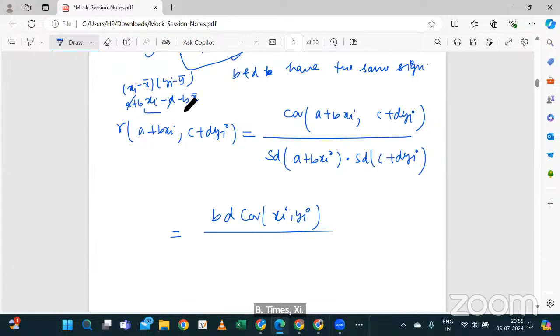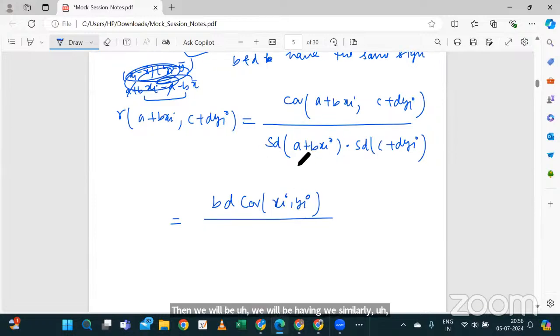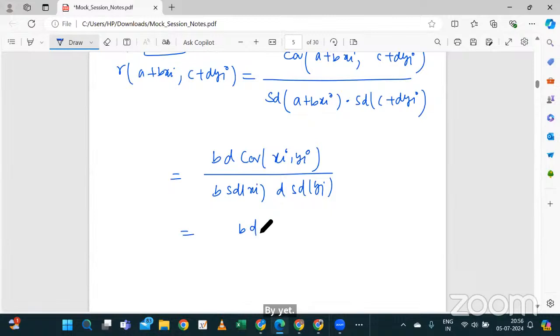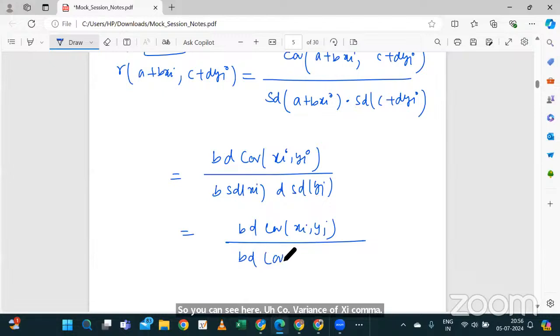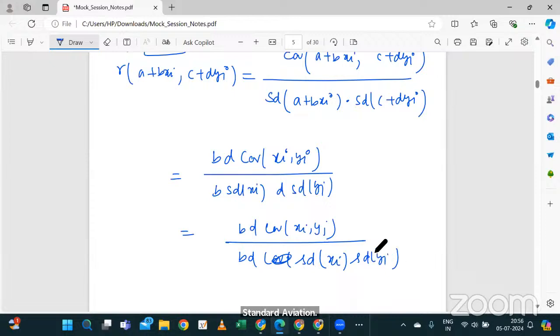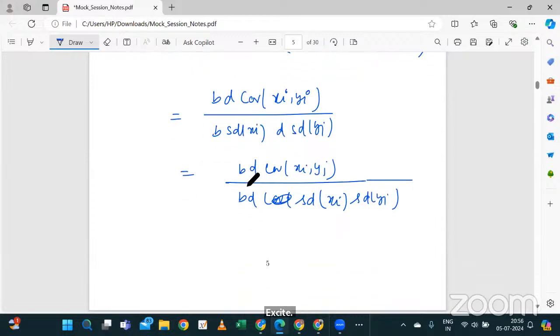Then a will get cancelled out, then we will be having b. Similarly, c will get cancelled out for d. In the denominator part, we know there won't be any effect of adding a and c. So again, it will be b times standard deviation of xi and d times standard deviation of yi. So you can see here it will be bd covariance of xi comma yi over bd standard deviation of xi into standard deviation of yi. So you can see B and D, why I suggested B and D should have the same sign.